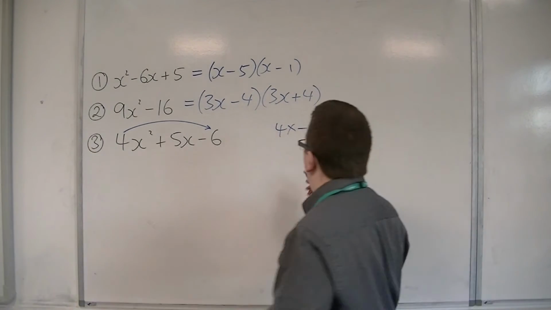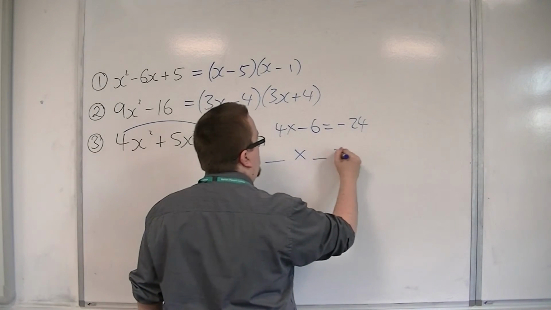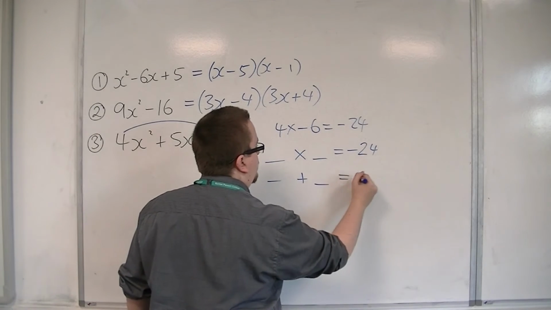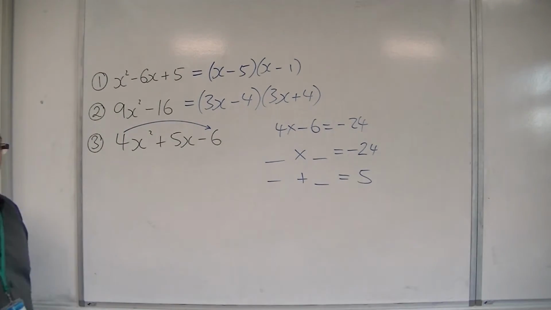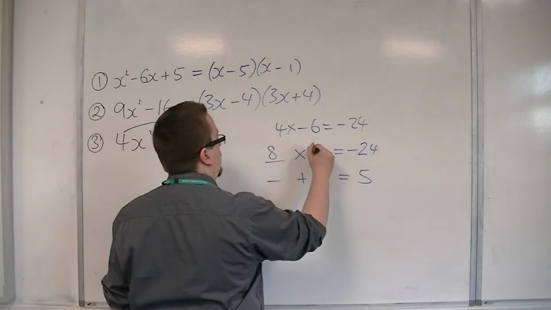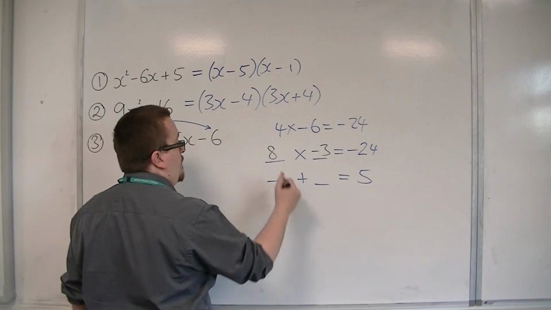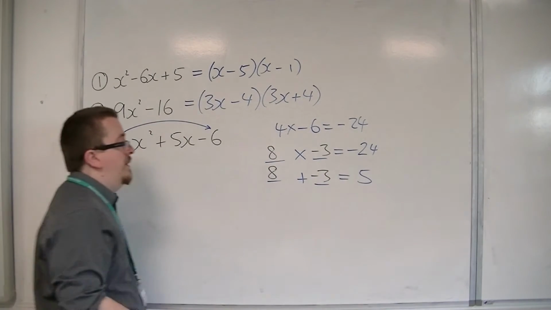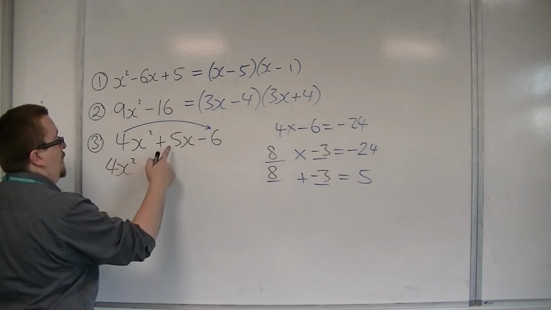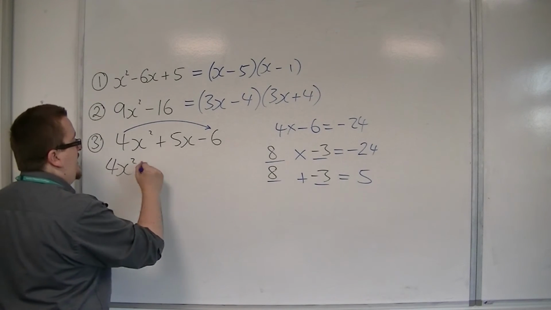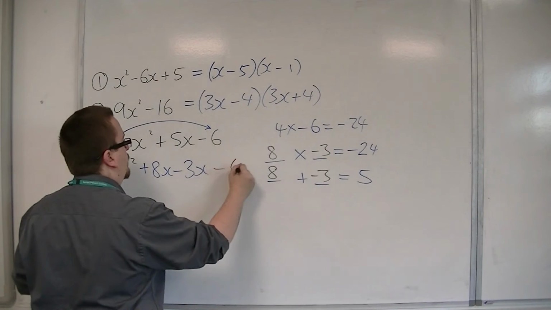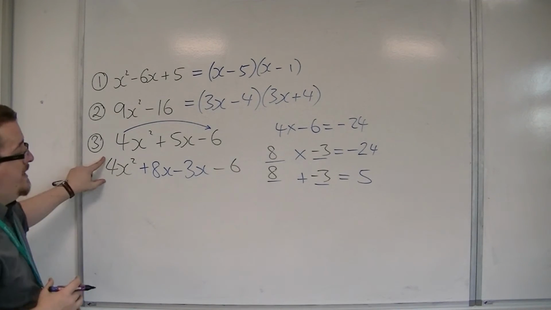You're then looking for 2 numbers that multiply together to make that minus 24, but add together to make 5. Okay? So that would be 8 and minus 3. 8 and minus 3 multiply together to make minus 24, and they add together to make 5. So if we split the 5x into 8x and minus 3x, okay, we can write it like that.